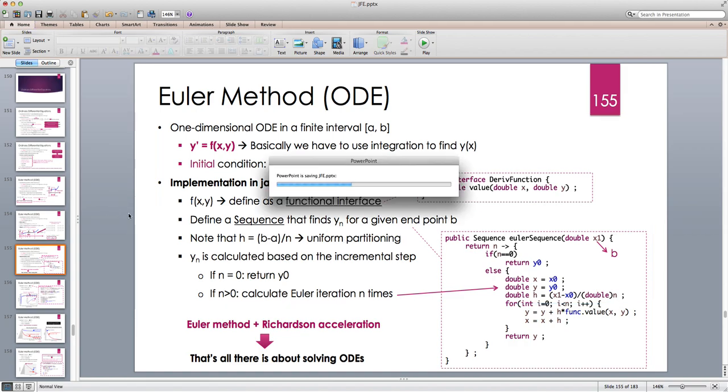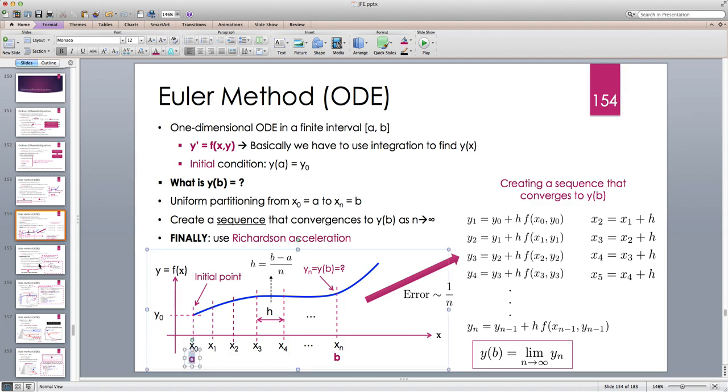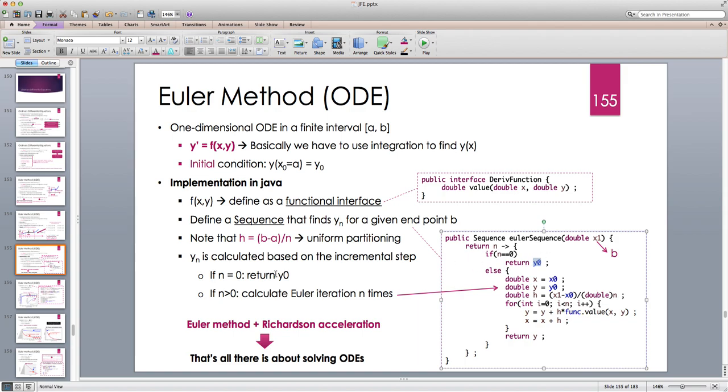Okay? So h is b minus a over n. In the code, I'm writing a method eulerSequence, which indicates that this generates a yn sequence based on the Euler method. So if n is 0, I'm at the initial point, so I return y0. y0 is a variable that holds the value of y at x0. Else, if n is greater than 0, and note that I'm using a multi-line lambda expression. So n goes to something; this is a lambda expression that returns a sequence, all right? And if you're not familiar with how we implemented the sequence in Java, go back and look at my previous lectures on sequences and series in Java.